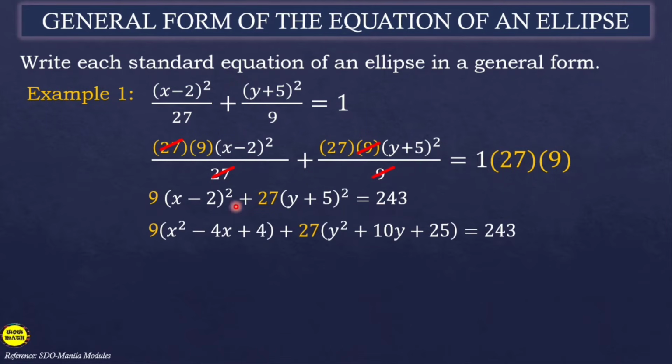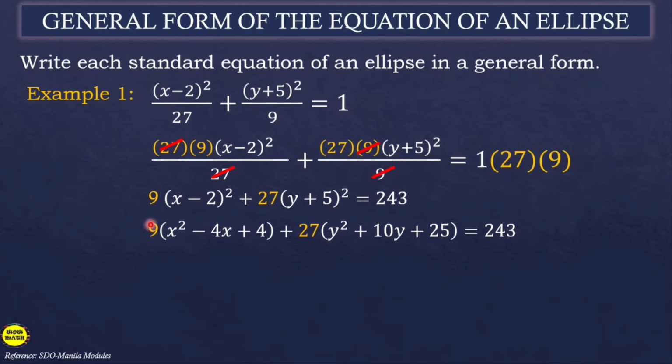And then, kapag in-expand natin yung x minus 2 squared, magiging x squared. So, x times x, that is x squared. X times negative 2, that is negative 2x times 2, negative 4x. Negative 2 times negative 2, positive 4. Plus 27. So y times y, y squared. Y times 5, that is 5y, times 2, that is positive 10y. Then 5 times 5, positive 25, is equal to 243.